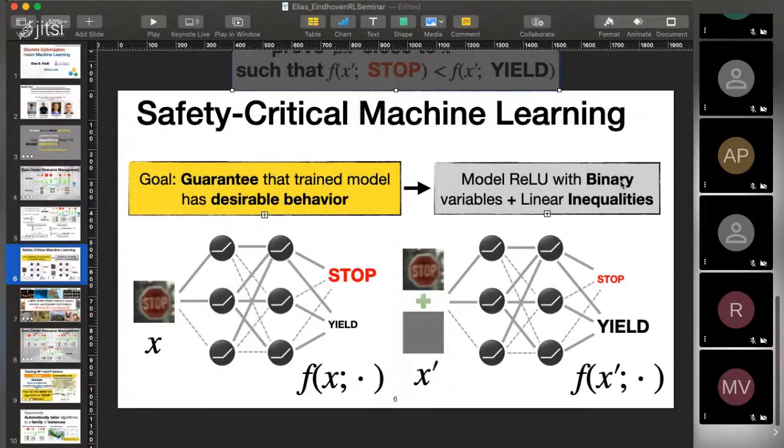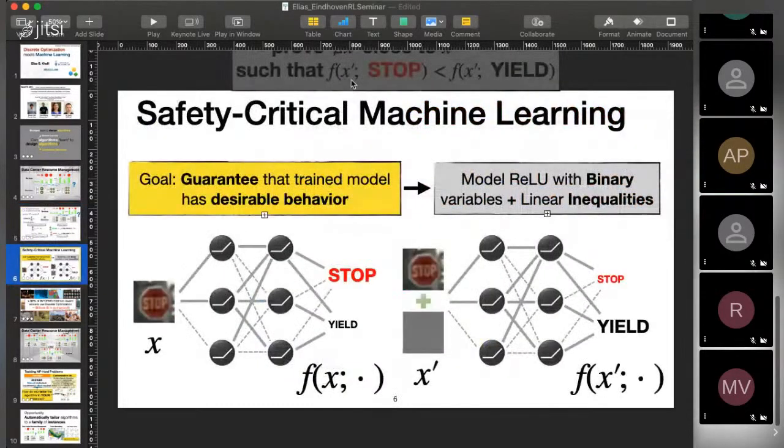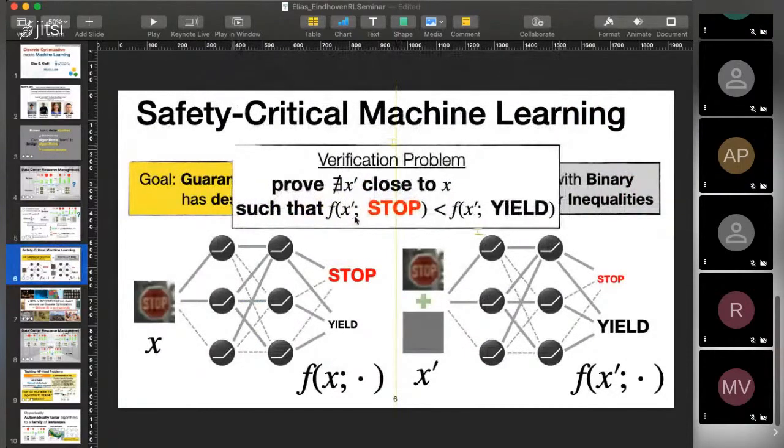And because rectified linear units are discrete, stepwise linear functions, you can model them in a language very similar to what I just showed here, using binary variables and linear inequalities. And then you can solve a verification problem that looks like this: prove to me that there does not exist an input that is close to the original input such that the network or the model predicts incorrectly. So it's another kind of combinatorial problem.